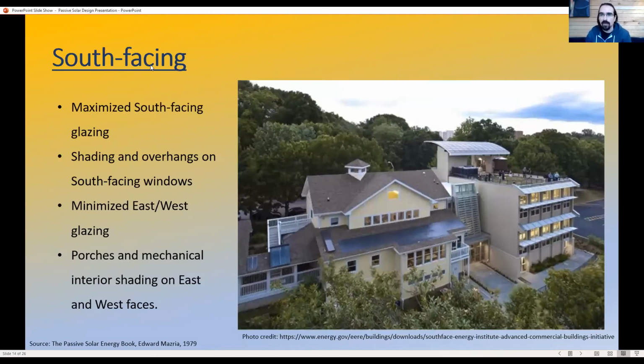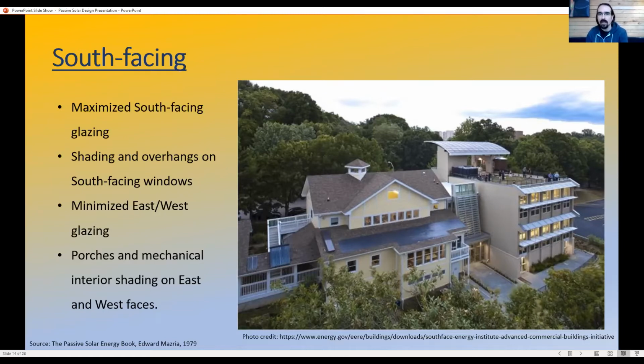So here are a number of examples of passive solar design in both a residential and a commercial space. This is a project I worked on in Atlanta that has a residential learning area and a commercial learning area. This is the South Face Energy Institute, and they started out as the Georgia Solar Energy Coalition. They've used both of these spaces to highlight a number of different types of passive solar design.